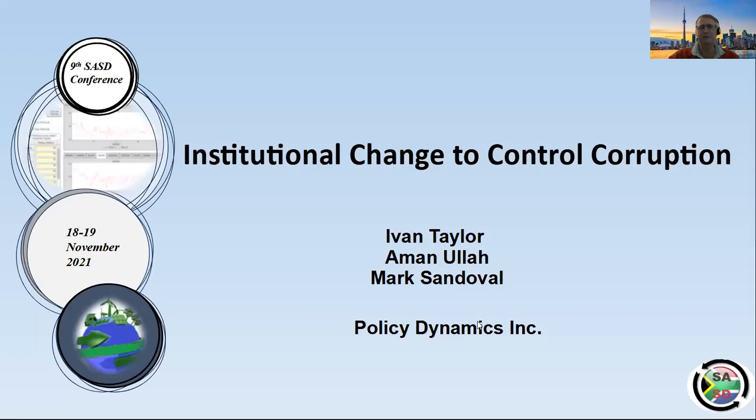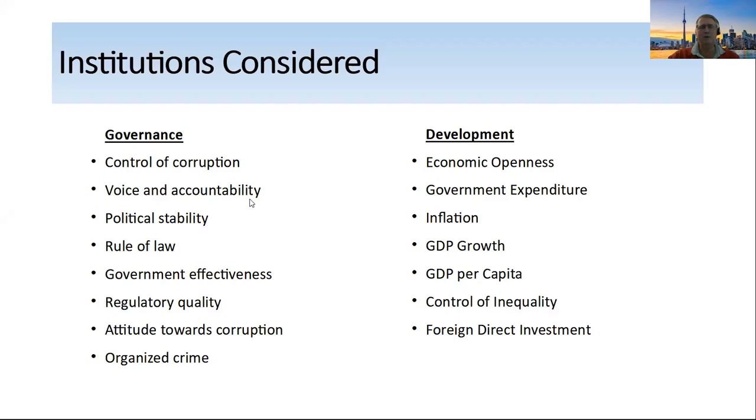I'd like to talk today about some work that some colleagues and I are doing on institutional change to control corruption. My two colleagues are Aman Ullah and Mark Sandoval. Aman Ullah is from Pakistan and Mark Sandoval is from Costa Rica. We looked at 14 institutions under two categories of governance and development. We're focused on control of corruption, but we also looked at the impact of voice and accountability, political stability, rule of law, government effectiveness, regulatory quality, attitude towards corruption, and organized crime.